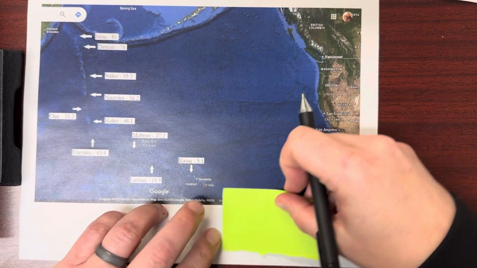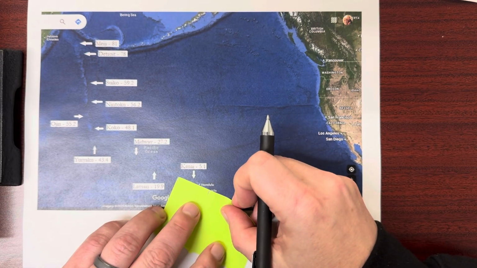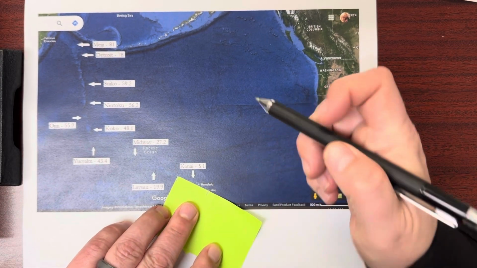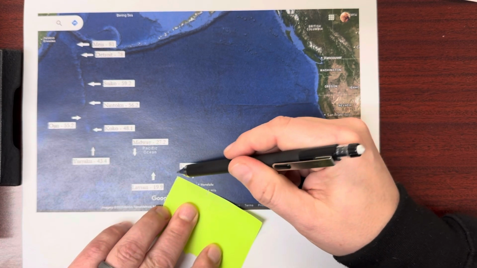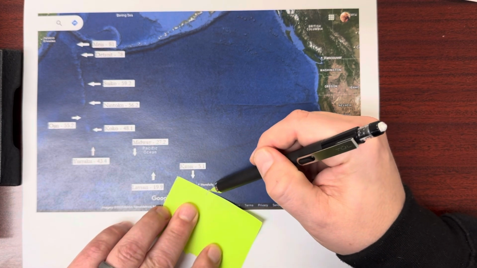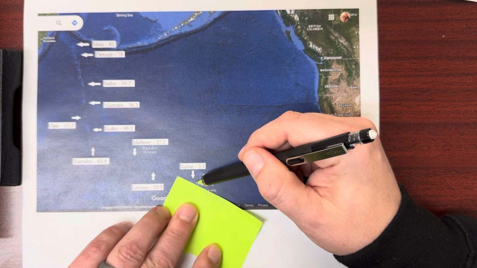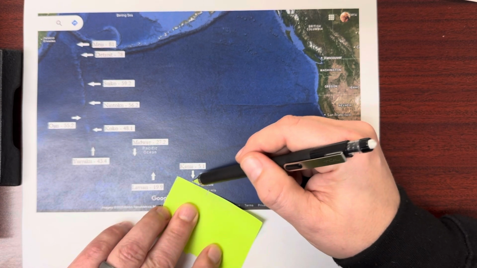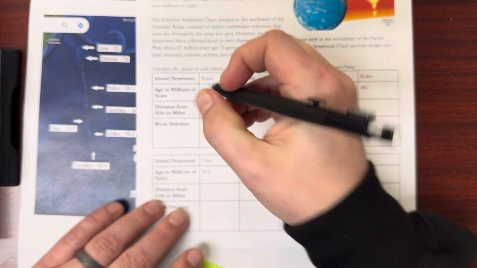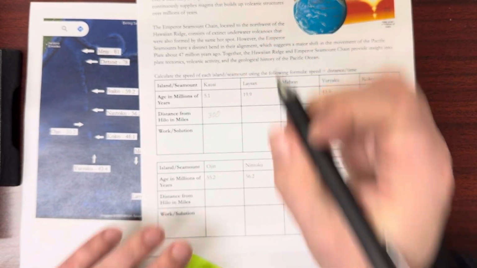So here's Hilo on the big island. And I want to know how far away Kauai is. Well, Kauai is here, and I know this whole distance is 500. Well, it's not quite 500, right? Halfway is about 250. It's a little bit more than that. So I'm going to say that's 300 miles away. So I put my distance 300.